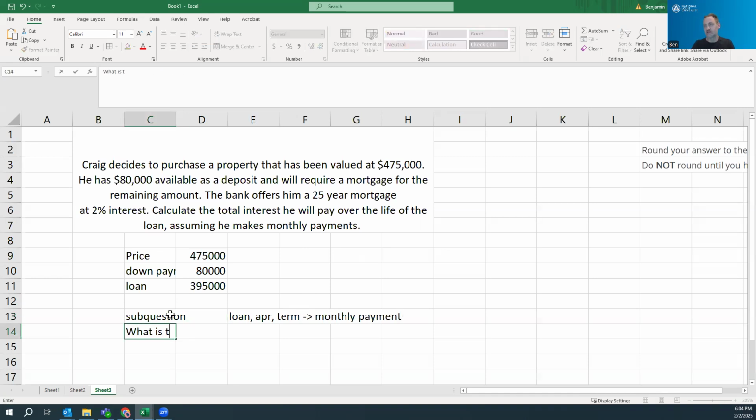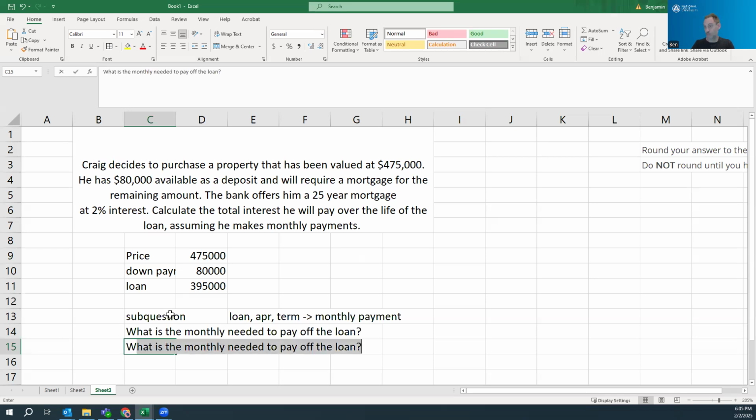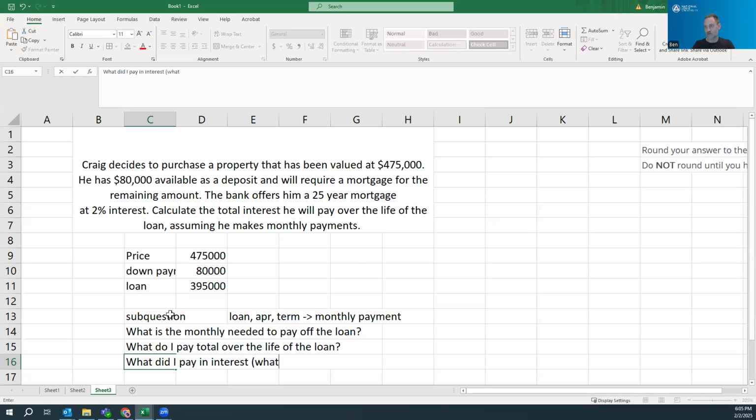So what is the monthly payment needed to pay off the loan? And then I can look at what do I pay total over the life of the loan? So that's like the first problem we did. And then if I know what I paid total, then I can see what did I pay in interest. That's what the amount over the loan amount is.